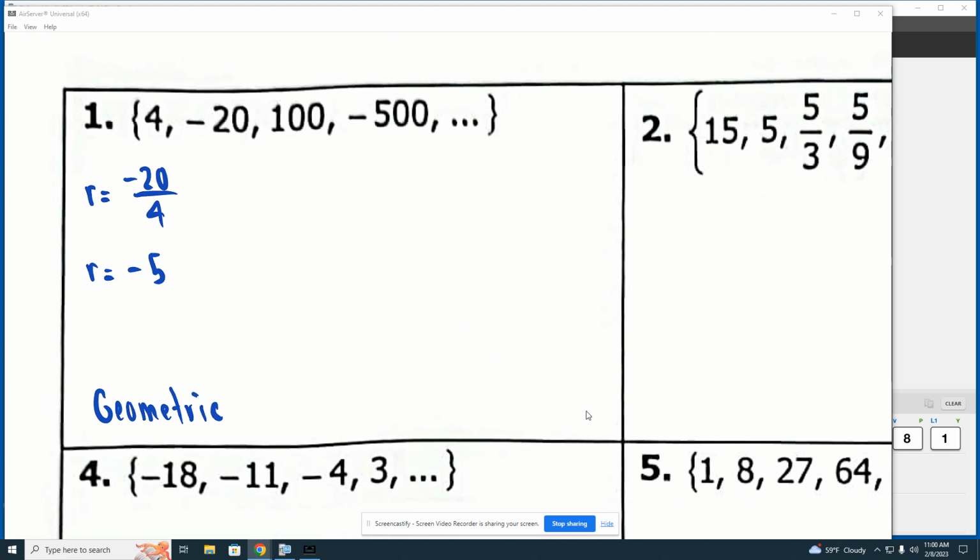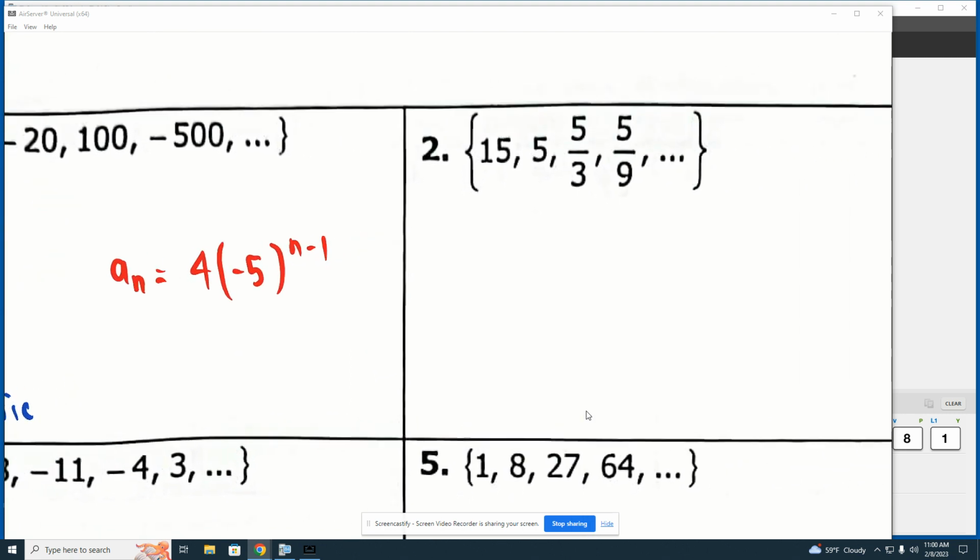So let's write our rule. And this is real easy because you've got the formulas right above you, don't you? A sub n equals, what's the rule? A sub 1, which is 4, times r raised to the n minus 1 power. Done. You can't simplify it. It's done. Question.